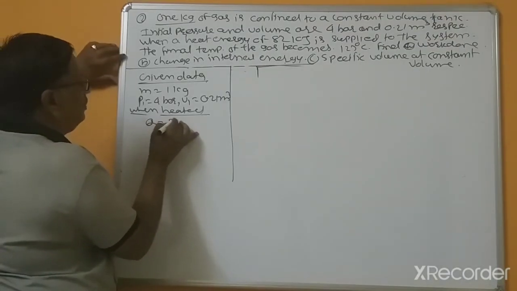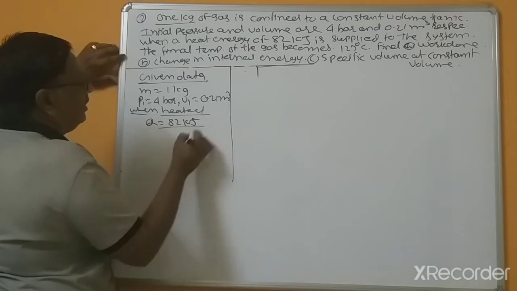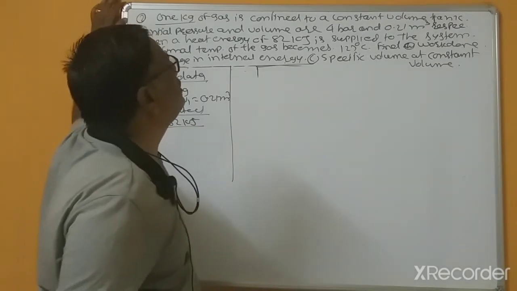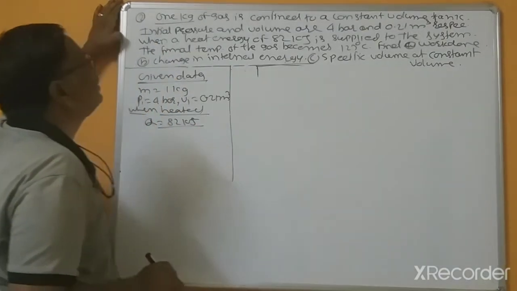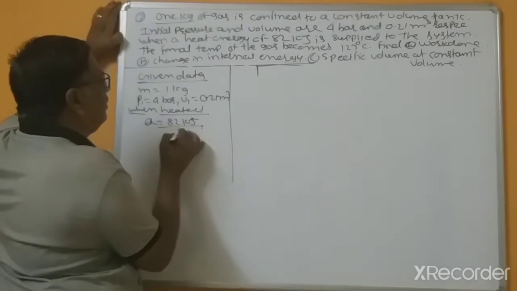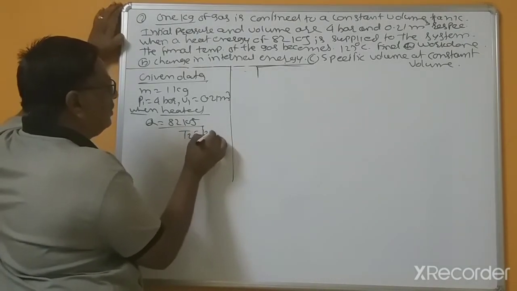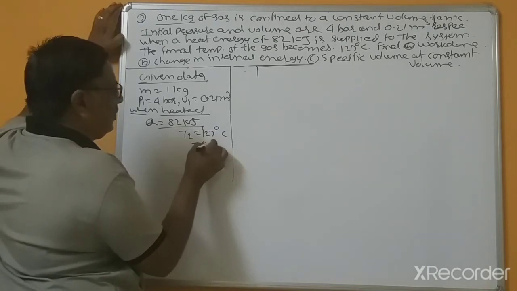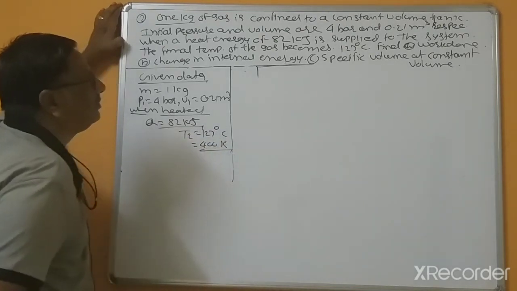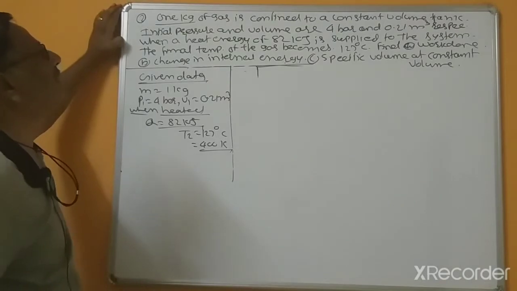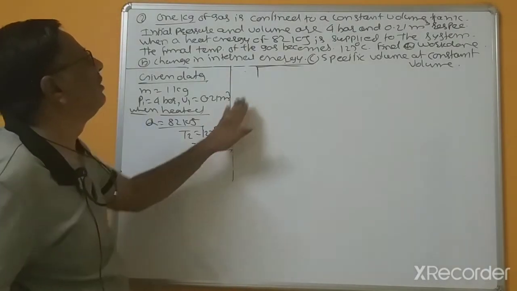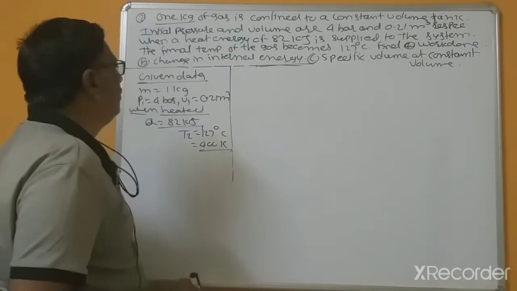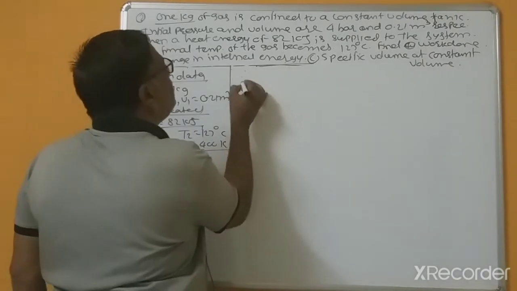Q equal to 82 kilojoule is supplied to the system, and the final temperature of the gas becomes T2 equal to 127, so this is 400 Kelvin. Find the first bit.